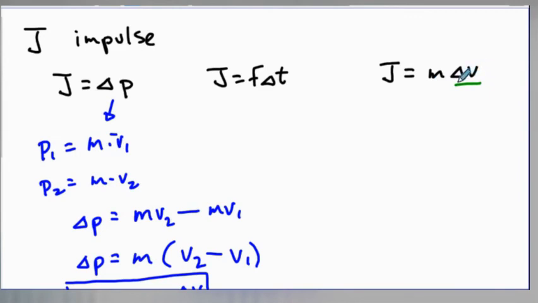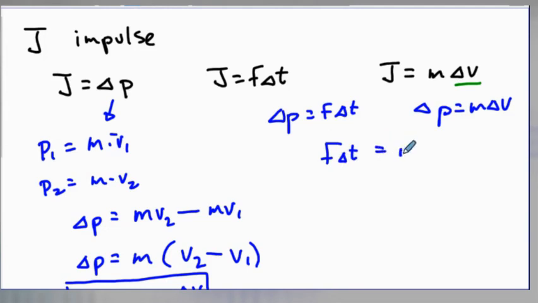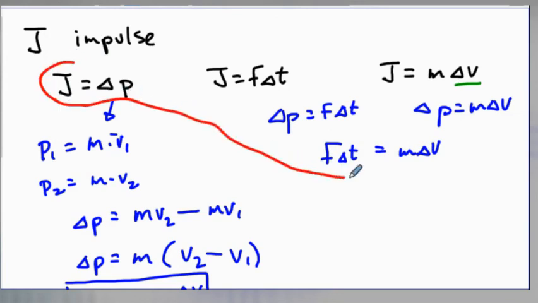Okay. Now, having said that, we can also put some of these equations together. So I could say, for instance, delta p equals F delta t, or I could say delta p is m delta v. Or I could even say that F delta t equals m delta v. And these are all variations of those three original equations that we have here at the top.